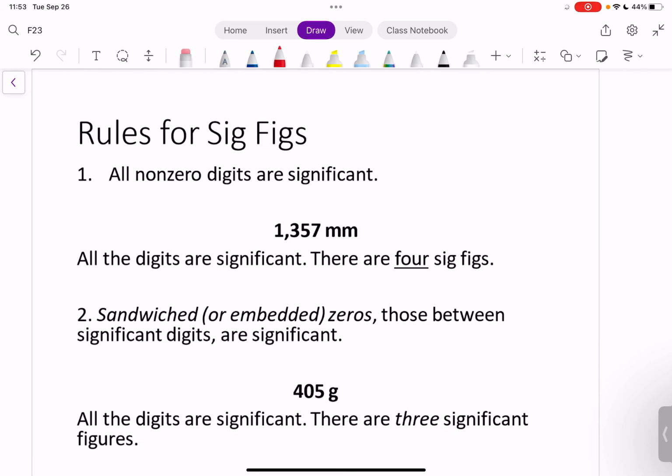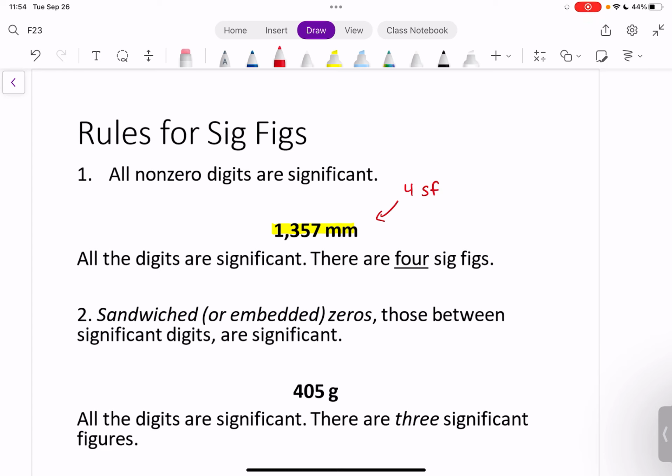Next, let's talk about some of the rules for Sig Figs, because Sig Figs are sort of a bookkeeping method, and scientists kind of made it up, right? So it's just for our purposes to track how certain we are in our measurements. So we have some rules. The first rule is that all non-zero digits are significant. Okay, and what does that mean? So all of these digits in this reported measurement here, 1,357 millimeters, those are all Sig Figs. Okay, they're all Sig Figs.